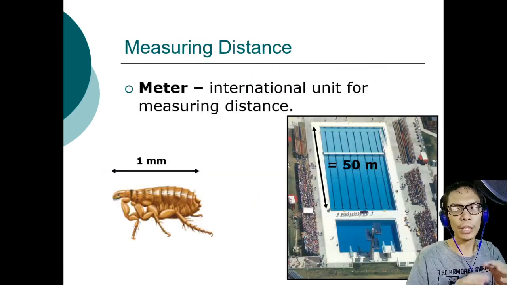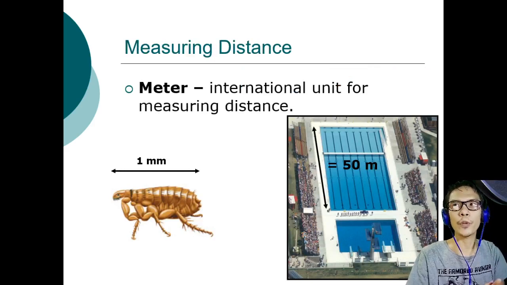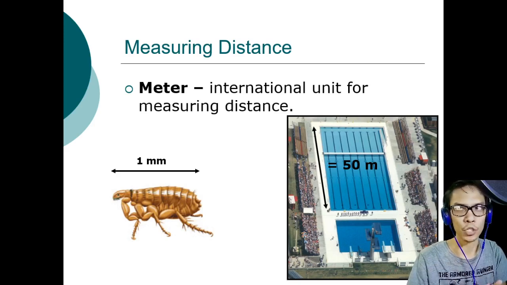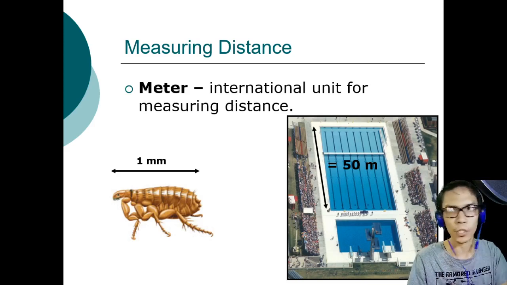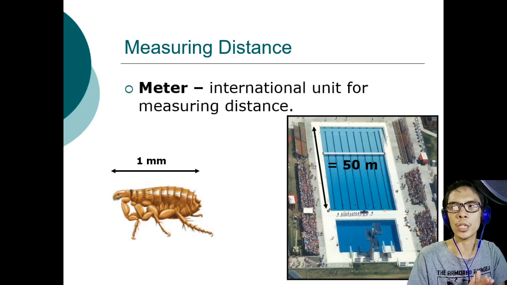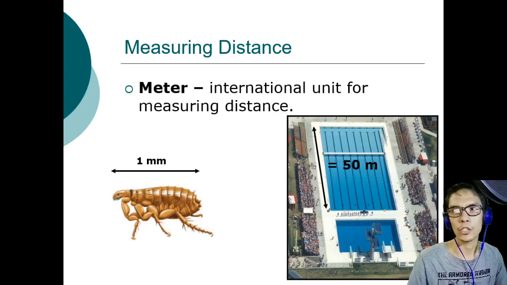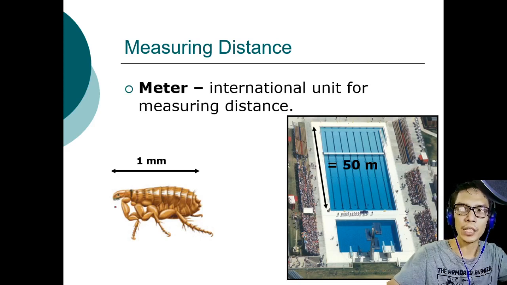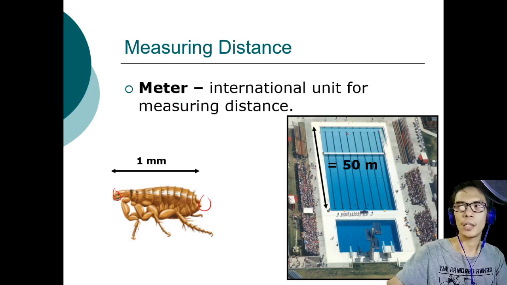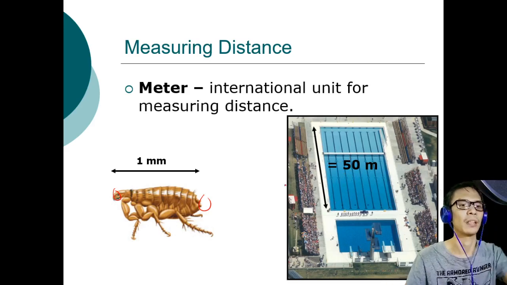Now, in measuring distance, we use an SI unit, and the SI unit for distance is the meter. It might be attached to a prefix such as kilometer, centimeter, and so on, but meter is the international unit for measuring distance. Other books use English units, like miles, yards, feet. For example, the distance from the head of this insect down to its abdomen is 1 millimeter. The distance of this pool is 50 meters from start to finish.